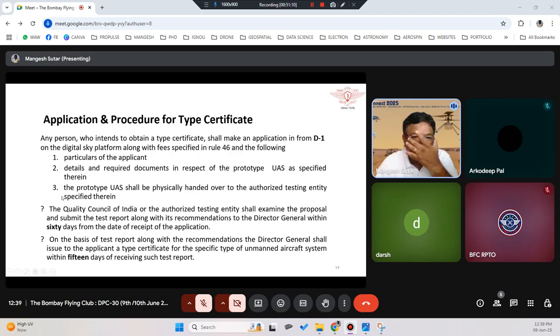So what is the application procedure? As I said, you have to fill a D1 form on the Digital Sky platform along with the fees specified in rule number 46. In that form, you have to mention particulars of the applicant, details and required documents with respect to the prototype as specified therein, and the prototype itself.